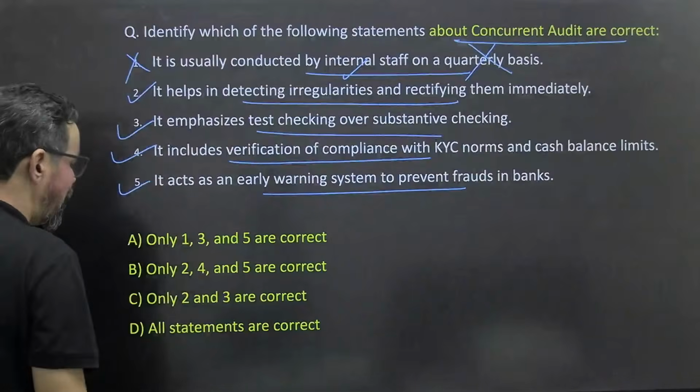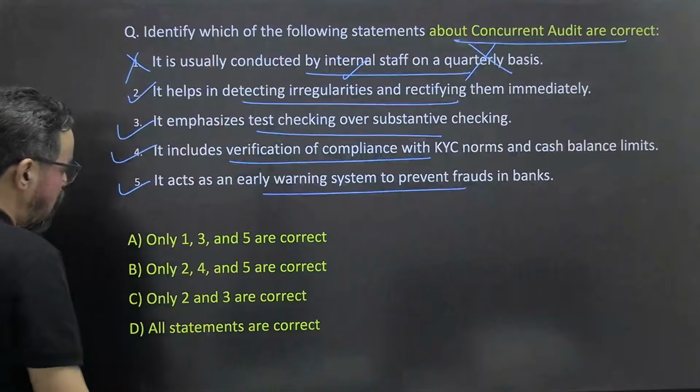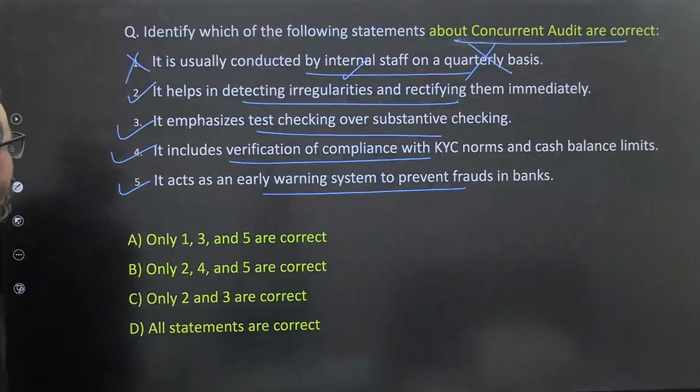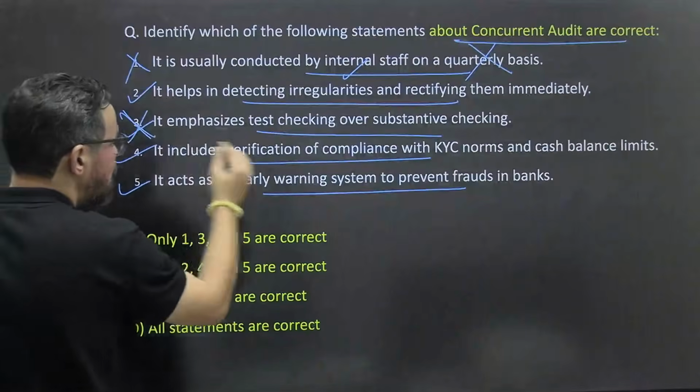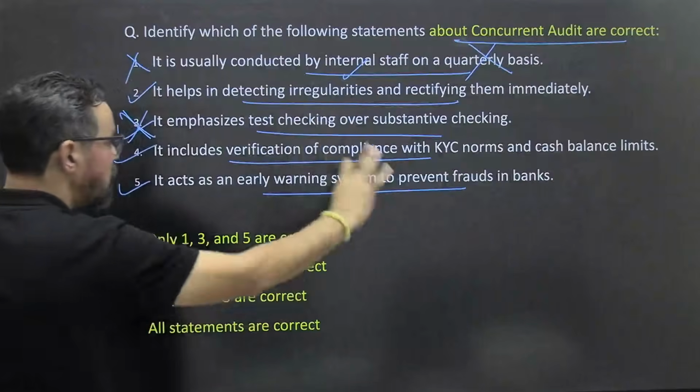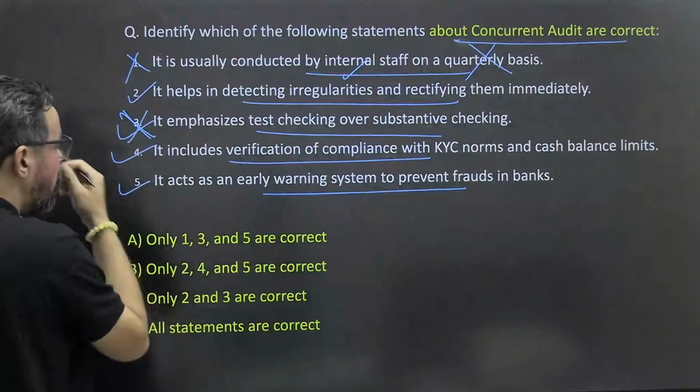2, 3, 4, 5. Do we have this? No, we are making some mistake. 2, 3, 4. It emphasizes test checking. No, sorry. Statement three will be wrong. It is not test checking. It is a substantive checking over the test checking.